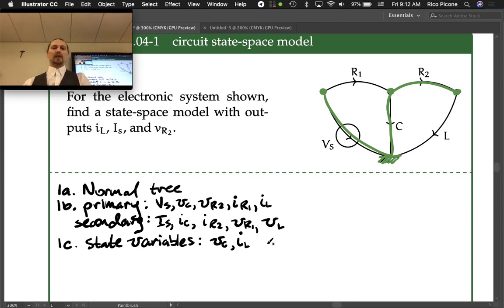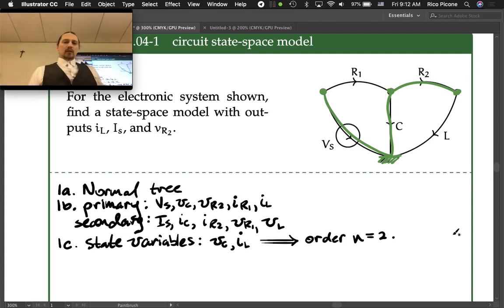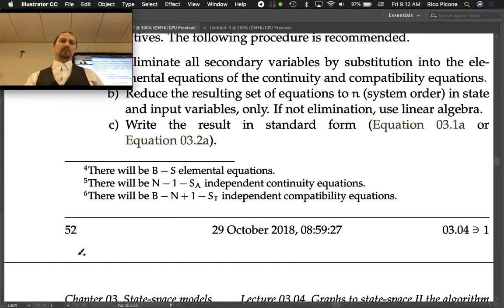Great. So this tells us the order of the system. If you have two state variables, we said the number of state variables is equal to the order. So it's a second order system. Good deal. Okay. So that was 1C.